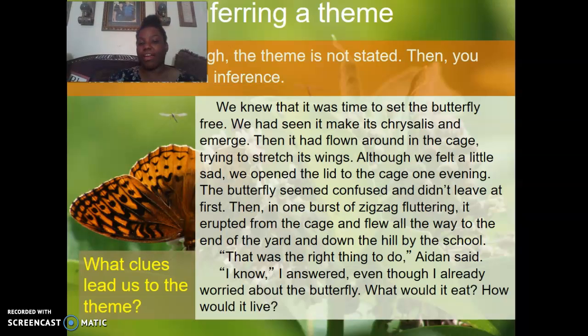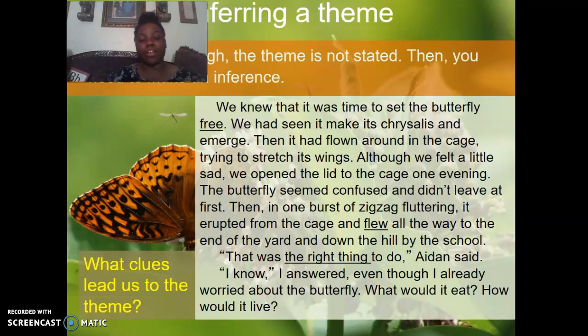So the clues that I found were free, flew, and the right thing to do, which coincidentally those rhyme. So you are going to take these 3 clues, and on the next slide you are going to give me the theme of this passage. Remember, a theme needs to be very general. It needs to be something that could be applied to multiple stories that are similar to this one.